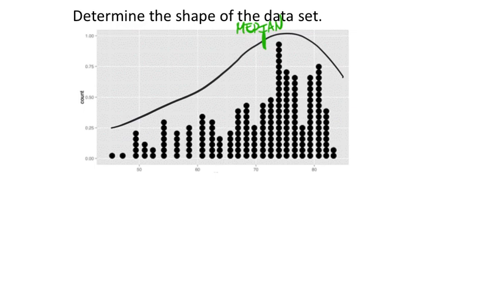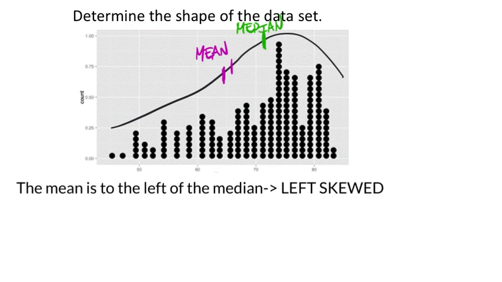And then of course the mean should be somewhere more towards the middle. Again, whether it's right there or right here doesn't matter. It should be around this area, which means it's to the left of the median. Since it's to the left of the median, it would be left skewed. That's it.